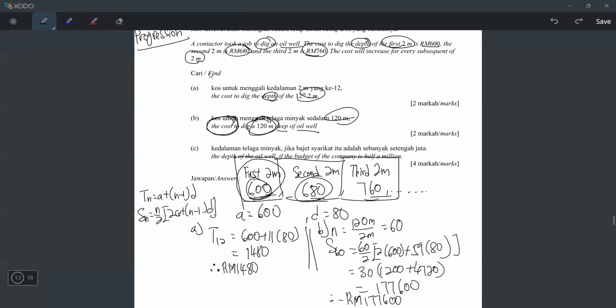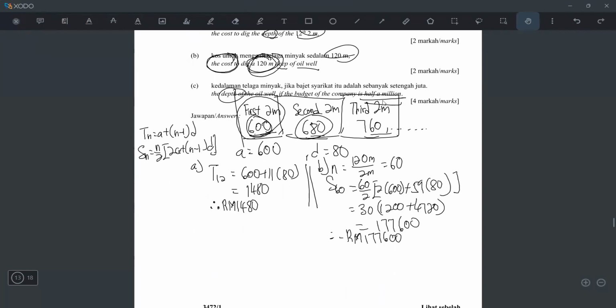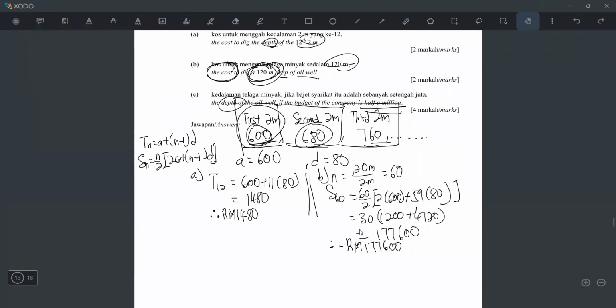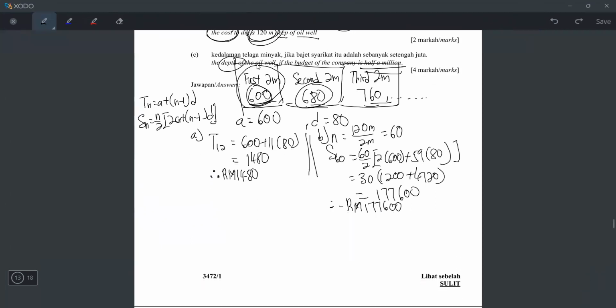Okay, let's go to C. Find the depth of the oil well if the budget of the company is 500,000. So if I have 177,600 to spend, how much can he dig for me? He can dig 120 meters. But now I have 500,000. So how much can I dig? That's what the question is asking for C. If I have this amount in my wallet, he can dig 120 meters for me. So now they are asking to calculate the depth of the oil well if I have 500,000.